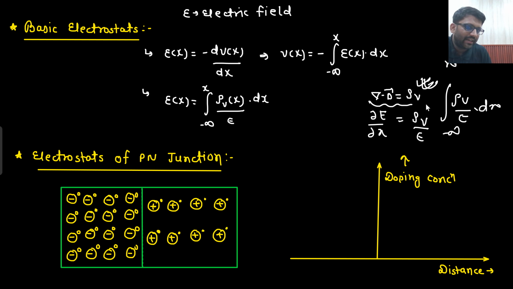In EMFT we will study del dot D equals rho v. So from here you will be able to derive it very easily. D would be epsilon E, epsilon goes downward, so del E by del x is equal to rho v by epsilon. So E would be rho v by epsilon and then integration dot dx. Okay. What do you think?